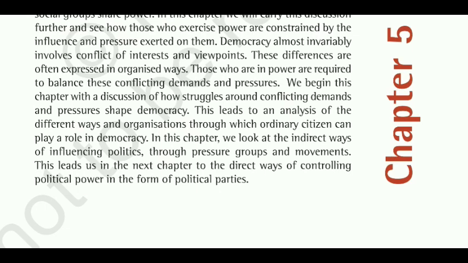We begin this chapter with a discussion of how struggles around conflicting demands and pressures shape democracy. This leads to an analysis of the different ways and organizations through which ordinary citizens can play a role in democracy. In this chapter, we look at the indirect ways of influencing politics through pressure groups and movements. This leads us in the next chapter to the direct ways of controlling political power in the form of political parties. So let's start.